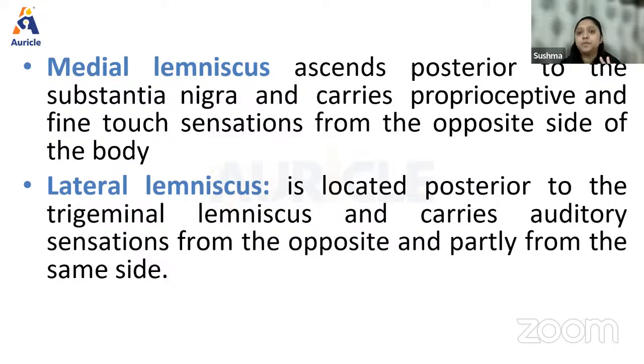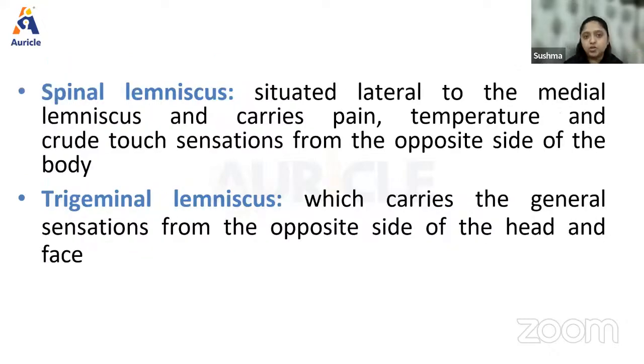Descending tract, especially the pyramidal tract. Ascending tracts, there are many tracts. 2-3 tracts are important for you, which carry all this proprioception, vibration, fine touch sensations, and you have the pain, temperature, crude touch sensations, and all of these tracts are extremely important.